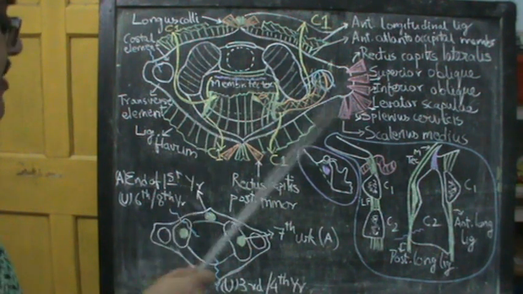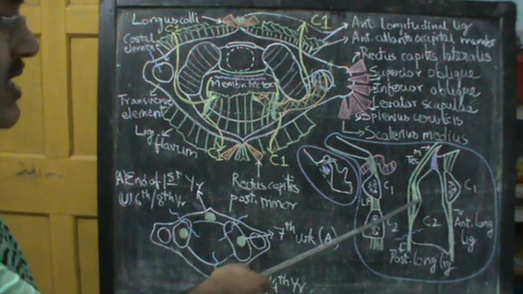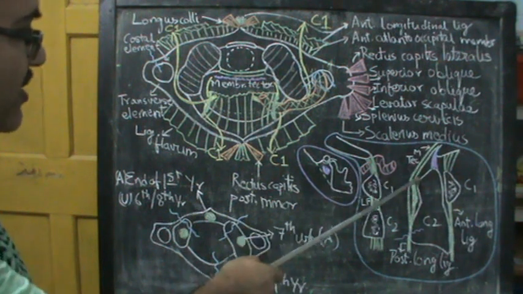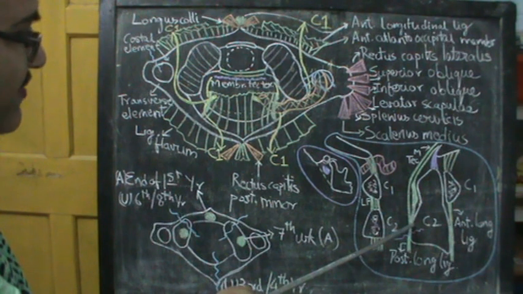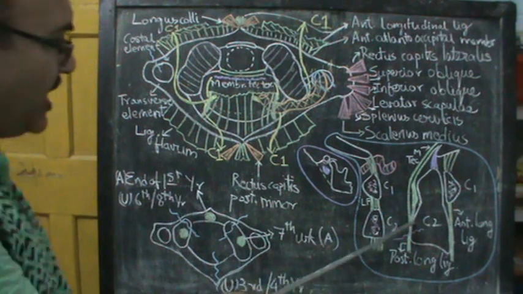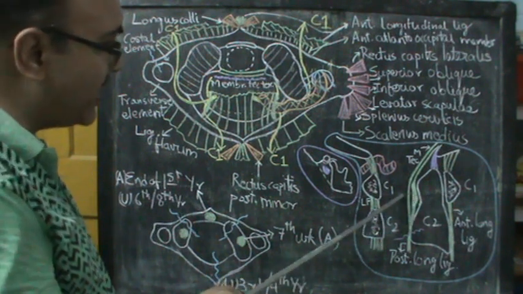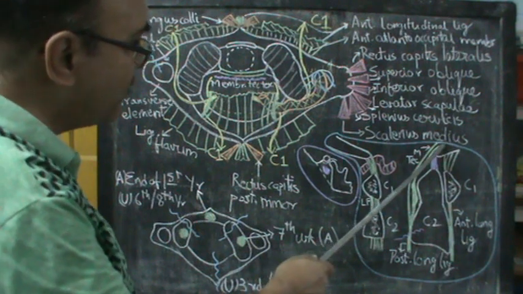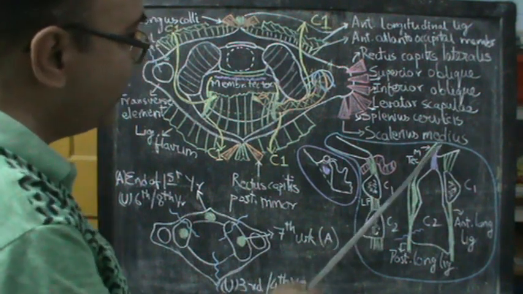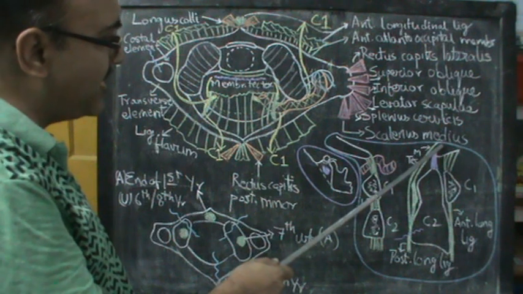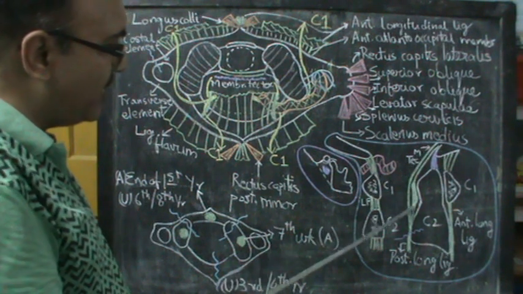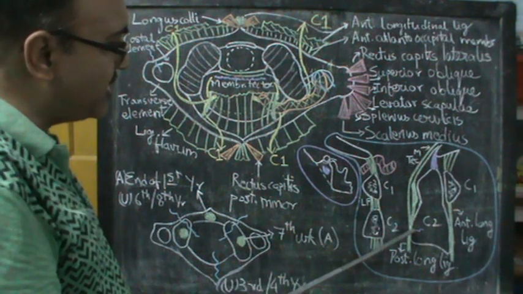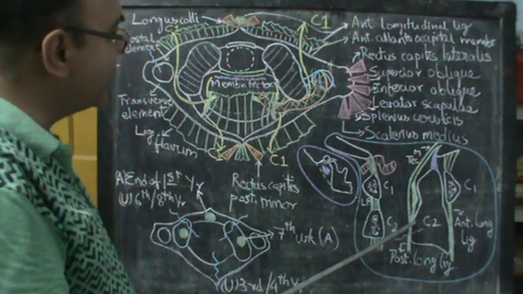which you can't see here, but you can see it here very well. You can see this superior band of the cruciate ligament and the inferior band of the cruciate ligament, as well as the transverse ligament of the atlas. You can make out that the superior band of the cruciate ligament has gone up into the basilar part of the occipital bone. The inferior band of the cruciate ligament is attached to the body of the axis.